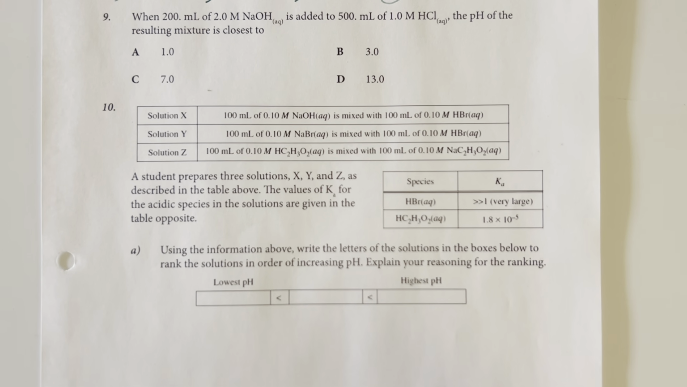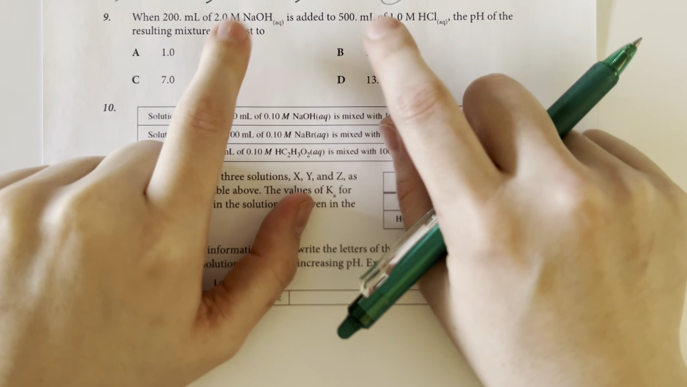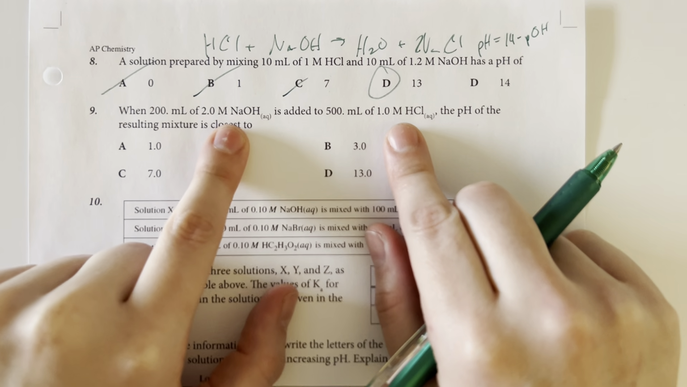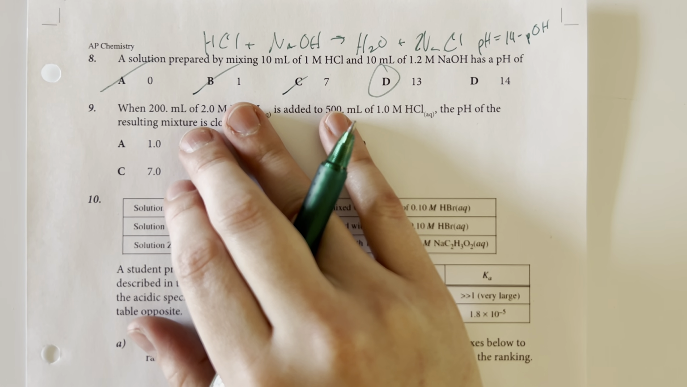When 200 milliliters of a 2 molar sodium hydroxide solution is added to 500 milliliters of a 1 molar hydrochloric acid solution, the pH of the resulting mixture is going to be closest to... So again, we have hydrochloric acid and sodium hydroxide. So same reaction here. We're just going to go ahead and figure out the number of moles that is going to be present here.